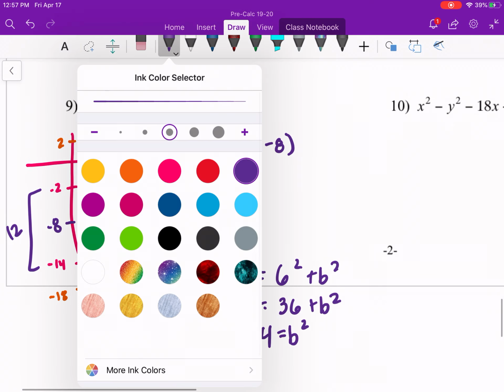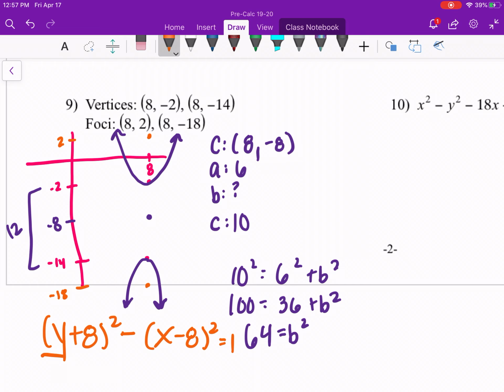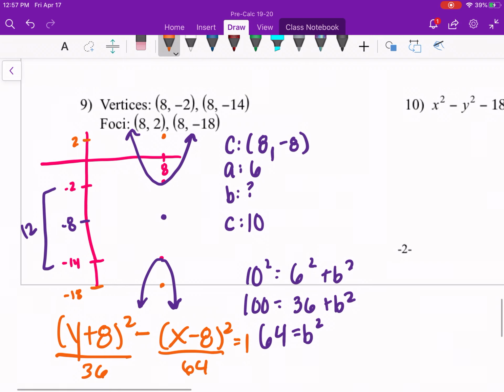So my final answer, I'm going to have Y, flip the sign, minus x squared equal to 1. A always comes first. A squared is 36. B always comes second. B squared is 64.